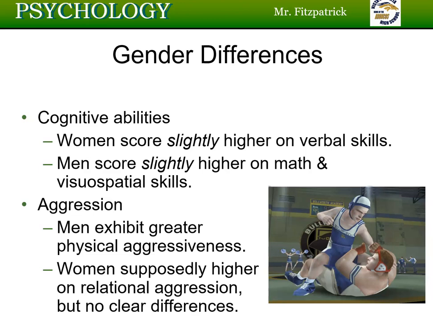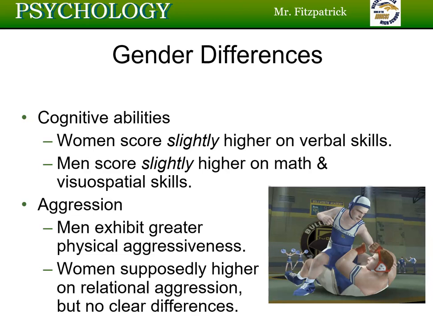When we look at cognitive abilities, women tend to score slightly higher on verbal skills and men score slightly higher on math and visual spatial skills. Those differences aren't as great today as they were years ago.